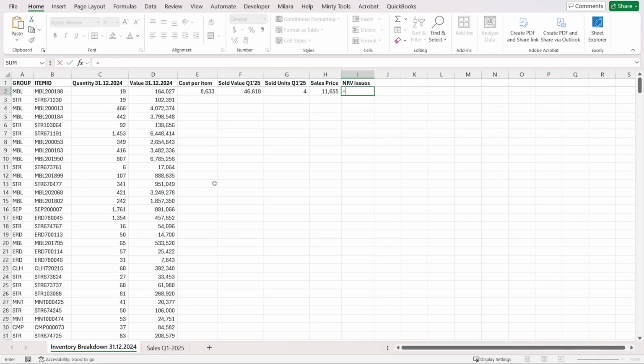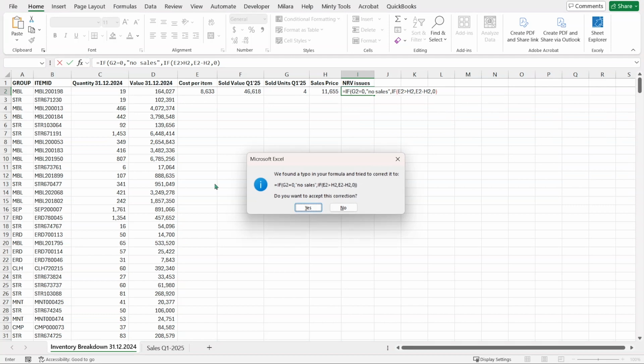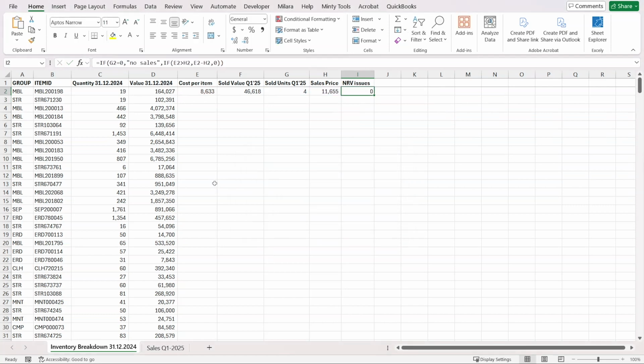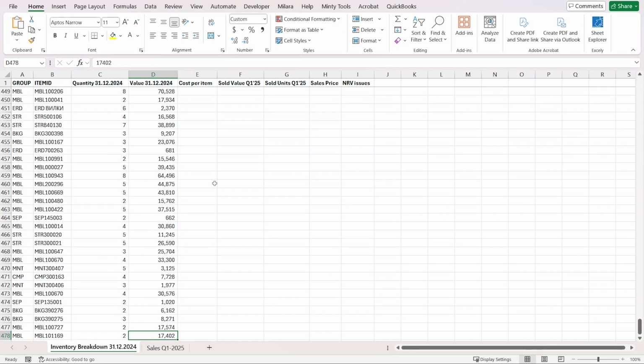The way we're going to calculate this is first we're going to say if the sold units is 0, then we're going to say no sales. Otherwise, we're going to do another check and say if our cost per item is above our sales price, then we want this difference. Otherwise, we want 0. Okay, and now let's copy all those down.